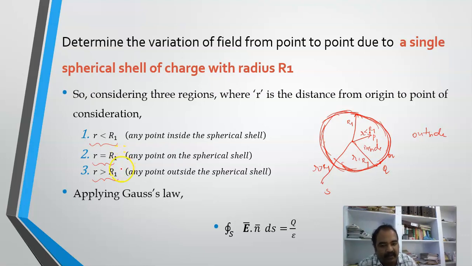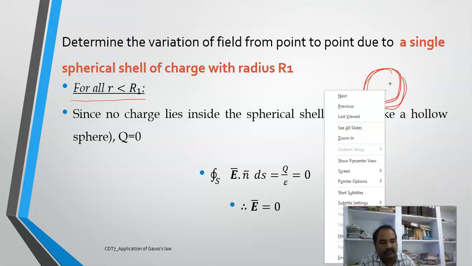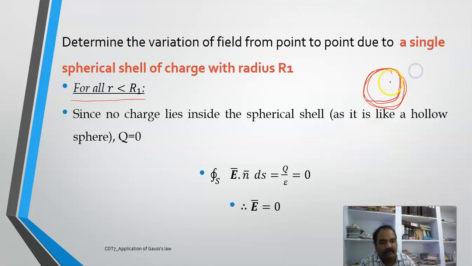So we will try to apply Gauss law for each of these regions. For the first region, for all R less than R1, I am considering the spherical charge and only a point which is inside. Internally there is no charge here, charge is only on the surface. When there is no charge in this area, there is no electric field, that is what Gauss law says, right?